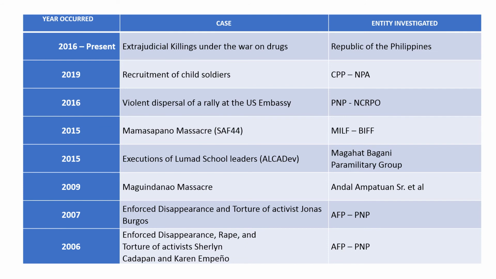And some cases that have been investigated by the CHR currently: there is an ongoing investigation on the EJK, the extrajudicial killings, in the current administration's war on drugs. And then we have the recruitment of child soldiers by the CPP-NPA, the violent dispersal of Raleigh, the Mamasapano massacre, the execution of the Lumad, and the Maguindanao massacre, and the forced disappearance and torture of activist Jonas Burgos, and the rape and torture of activists Sherlyn Cadapan and Karen Empeño. And that is just to name a few. There are still so much more.